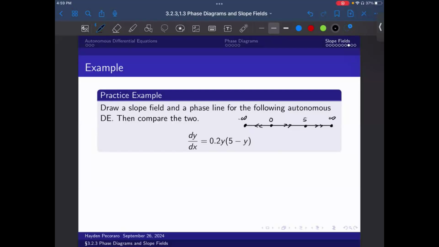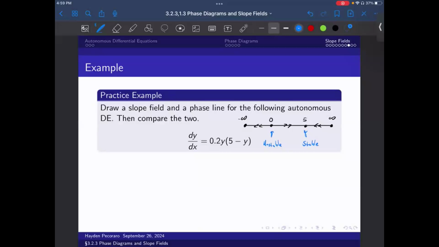It seems odd. If I plug in 6, this is negative, and this is positive. So that second one I drew was not correct. That should be the other direction. Okay, so we can immediately classify 0 as unstable and 5 as stable.